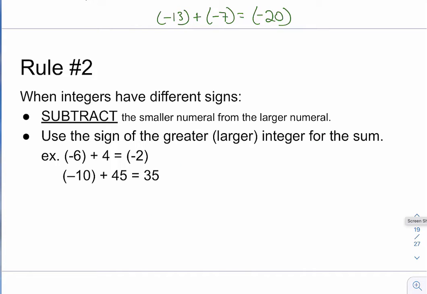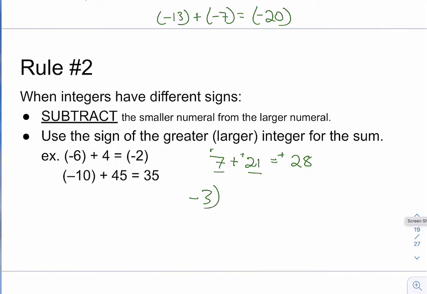For the first one here, let's say it is 7 plus 21. Which rule am I going to use on this one? I have a positive 7 and a positive 21. I'm going to use rule 1. My integers have the same sign, both positive, so my answer is going to be positive. All I have to do is add 7 onto 21. That adds up to 28. Okay, let's try another one.